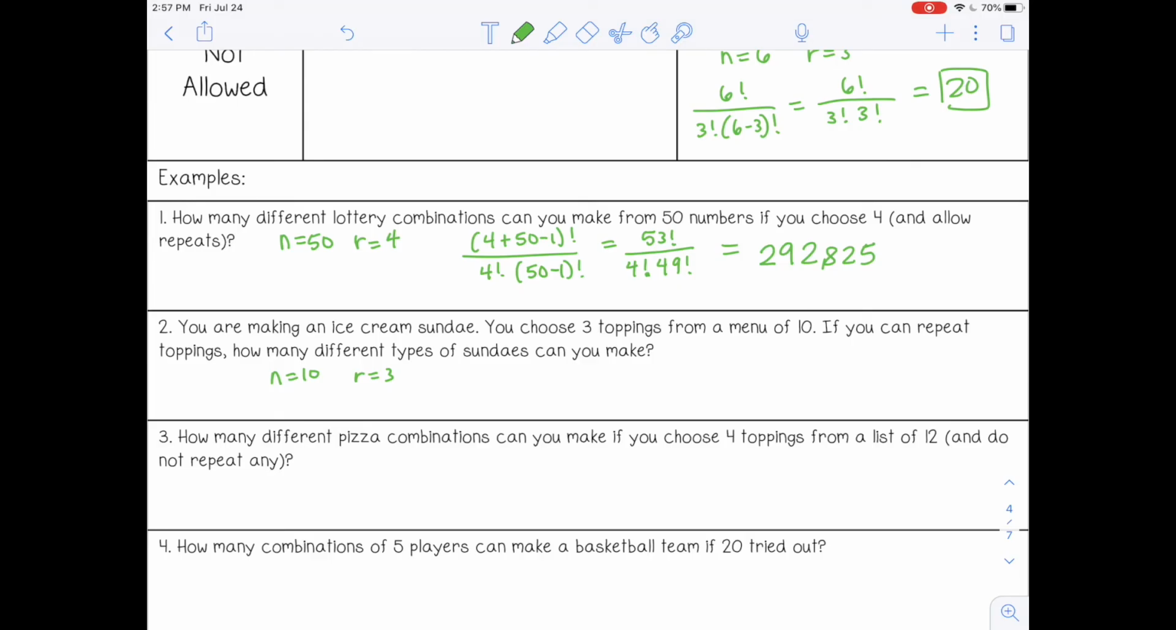All right, so we're going to be using the top one again. So 3 plus 10 minus 1, 3, 10 minus 1, so that would be 12, 3, 9. All right, go ahead and type that in. And you should get 220.